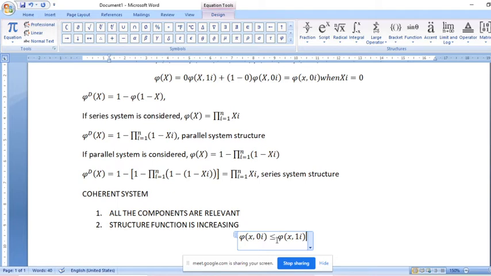Strictly increasing means the equal to part will not appear. Increasing means less than or equal to. If it is strictly increasing, only the less than sign appears. So these are the two minimal conditions required for a system to be coherent. A system is called coherent if all the components are relevant and the structure function is increasing. So those are the two conditions. Okay.